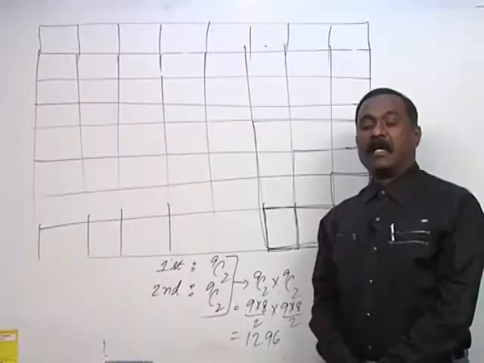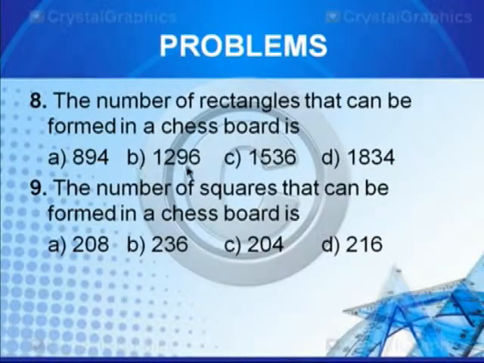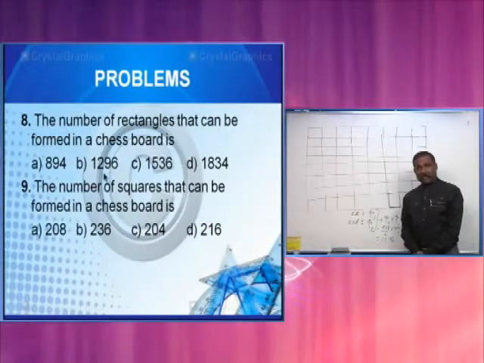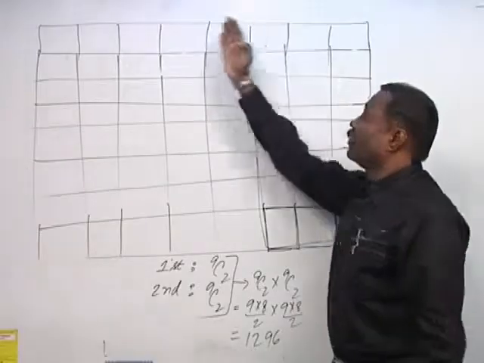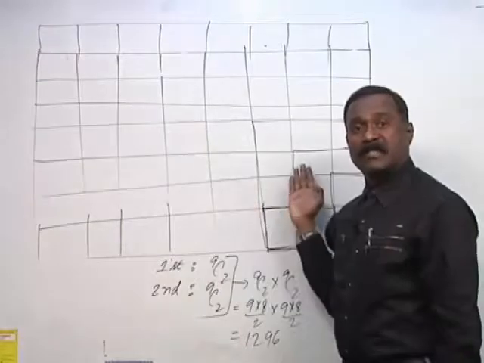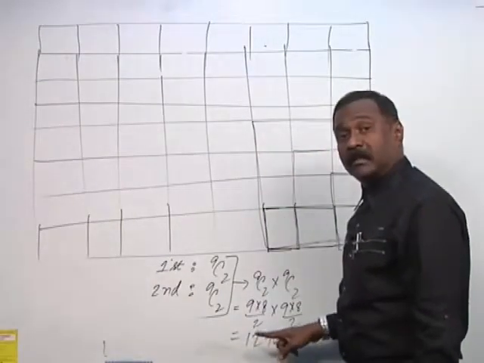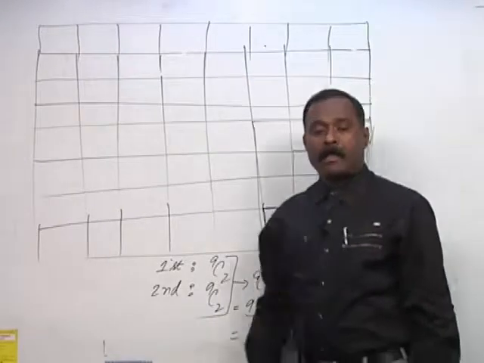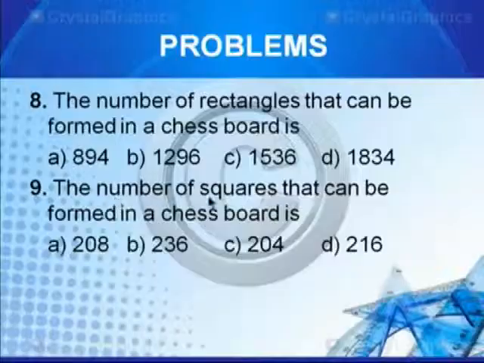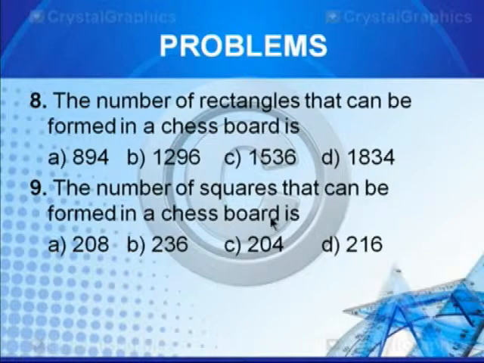You can see the answer there. It is option B, 1296. So the number of rectangles that are present on the chessboard is 1296. Now if you see the next question, the number of squares that can be formed in a chessboard.